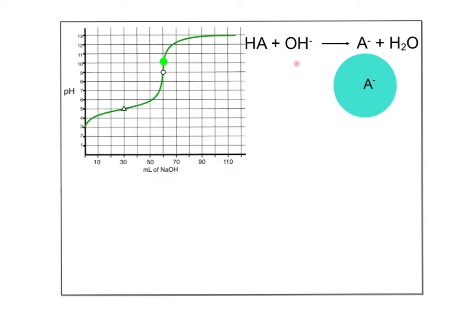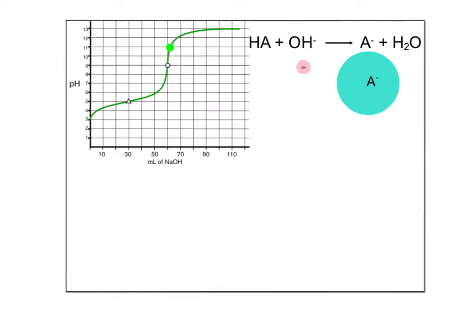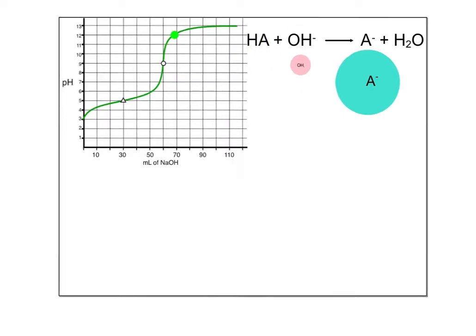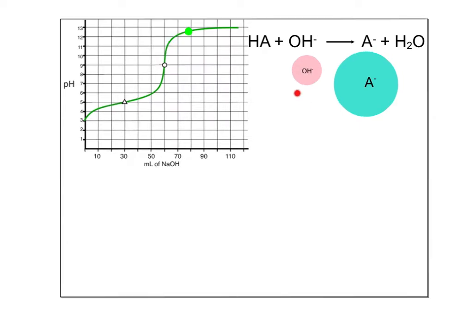All right, so now we are past the equivalence. There's no more HA left. I just keep adding OH minus, and so we have basically a set amount of conjugate, and we are pretty much just dumping in some extra OH. Still added more, right? No more A minus is added because we're out of HA, so really we're just adding a bunch more OH minus. Still going. Even more, you get the idea.